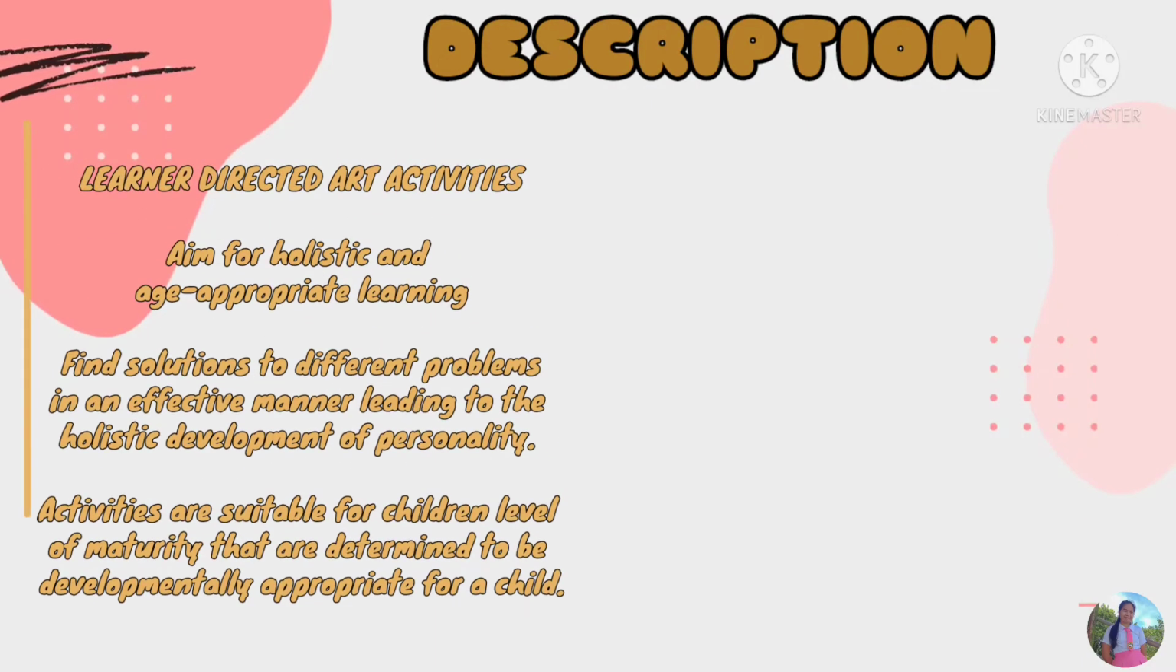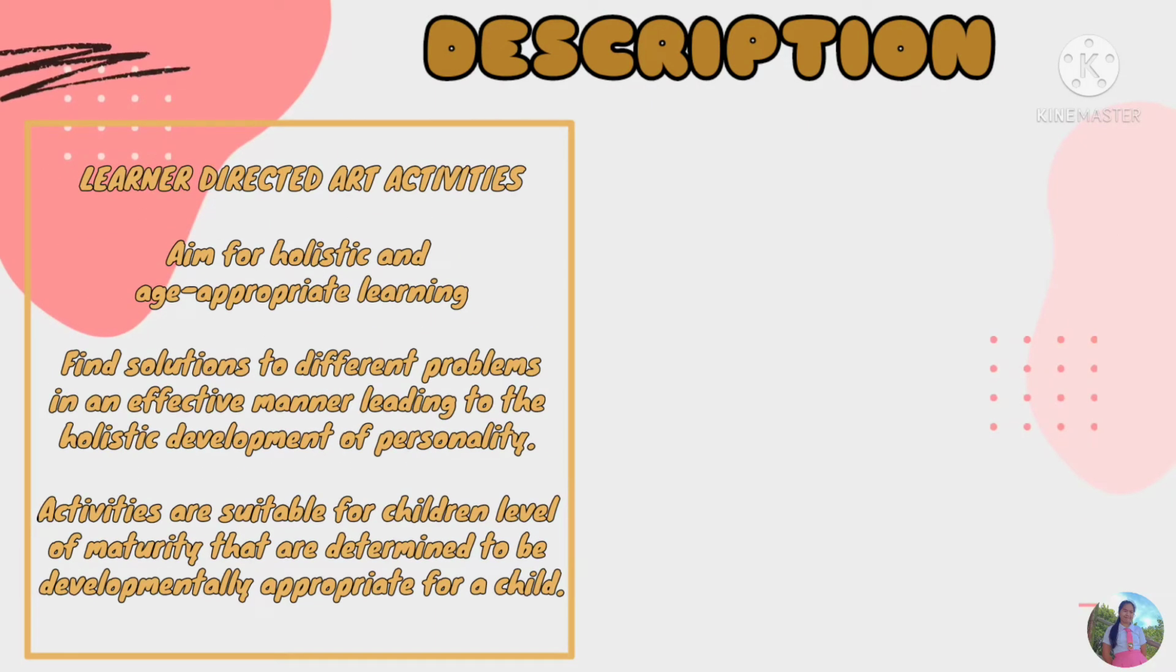Learner-directed aims for holistic and age-appropriate learning. Students who are interested in art are able to find solutions to different problems in an effective manner, leading to the holistic development of personality, and the activities are suitable for children's level of maturity that are determined to be developmentally appropriate for a child.